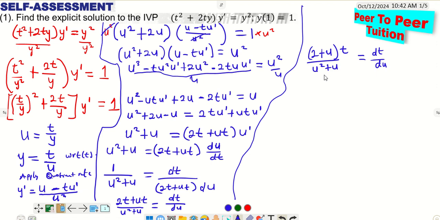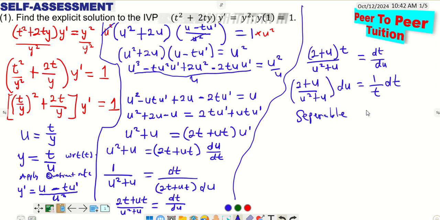Now I can still cross multiply. If I cross multiply, I will get 2 plus u over u squared plus u, all this multiplied by du should be equal to 1 over t multiplied by dt. Now let's look at this well. You will notice that this time all the u's are on the left hand side and all the t's are on the right hand side. So that is the first step. So this is now called a separable differential equation.